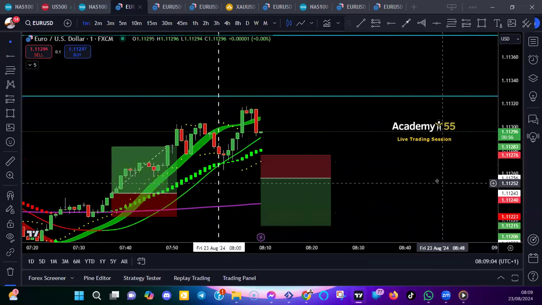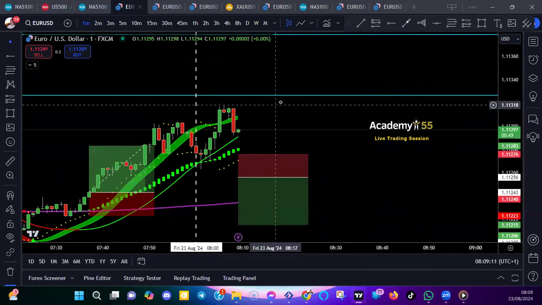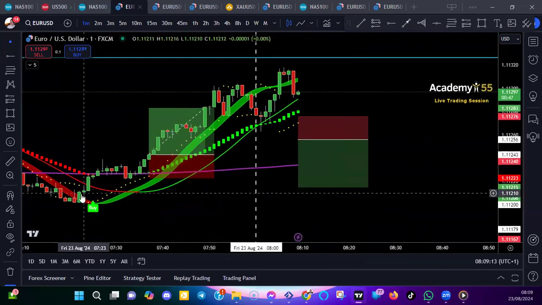But we'll see. This is usually a directional hour between 8 and 9. But have they chosen their direction already? Look, by there.